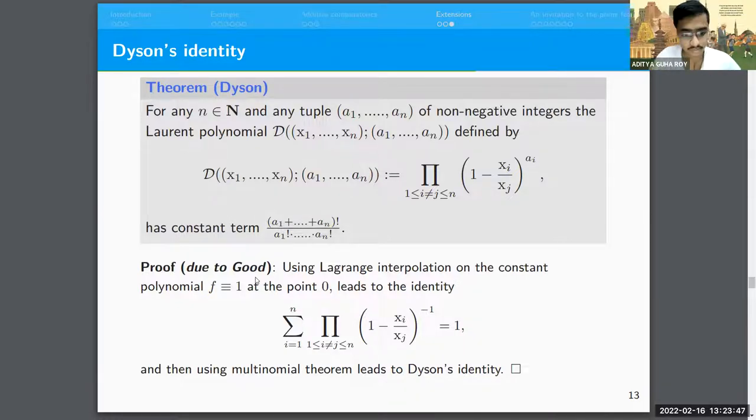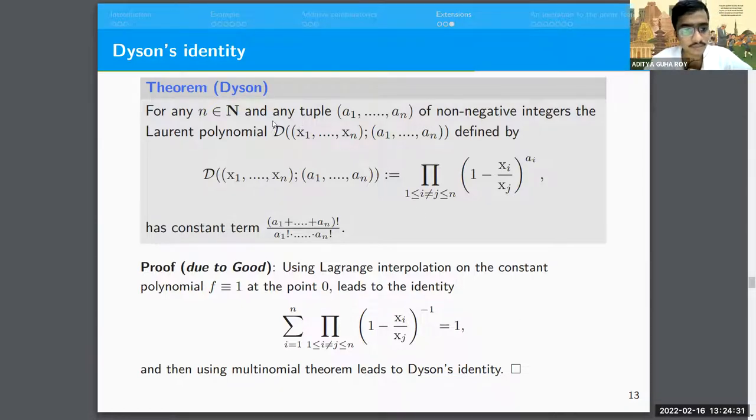So if we consider the constant polynomial f identically equal to 1, and use Lagrange interpolation on this polynomial at the point 0, then we get this identity. And then once we have this, we can use the multinomial theorem to prove Dyson's identity. I'll not go into the details of proving Dyson's identity, because the result is important, not the proof, for our purpose. This is just given because we'll need it in solving a later problem.